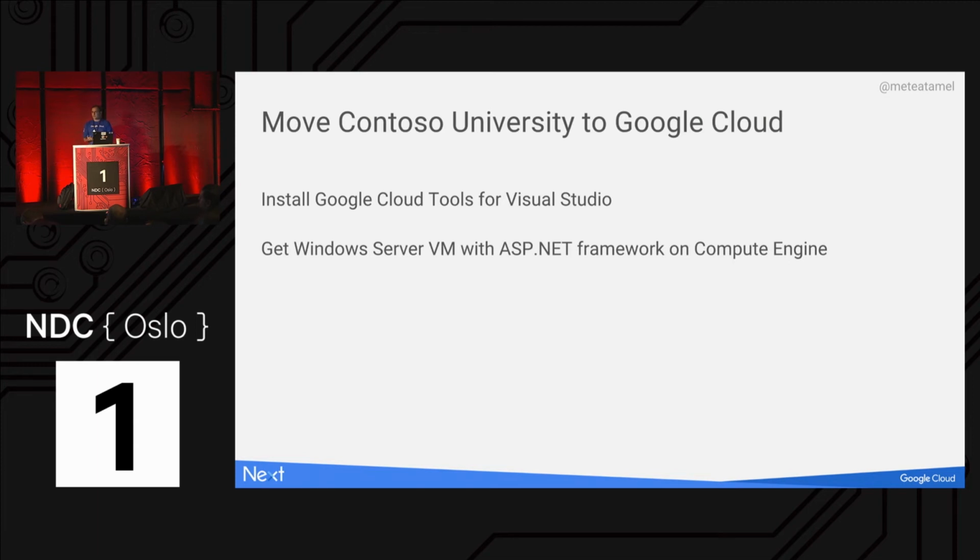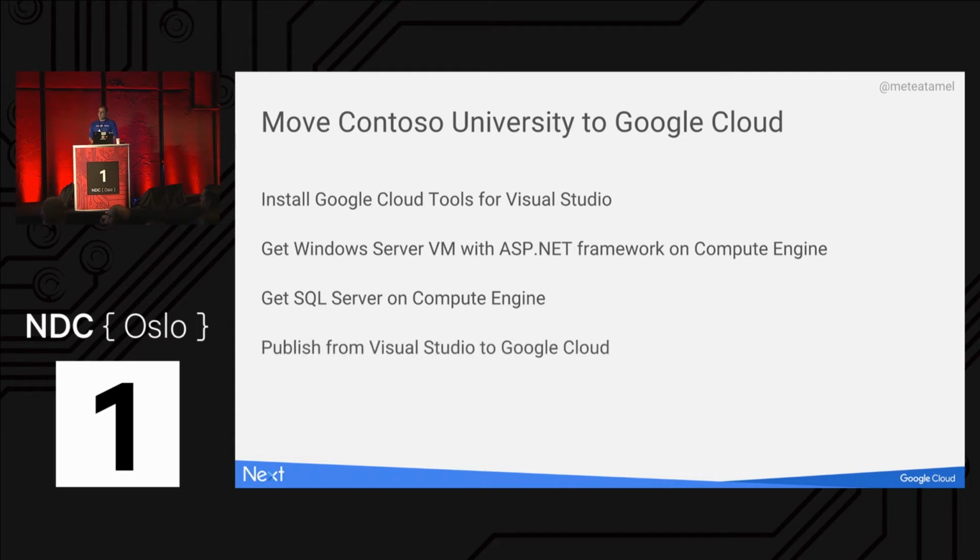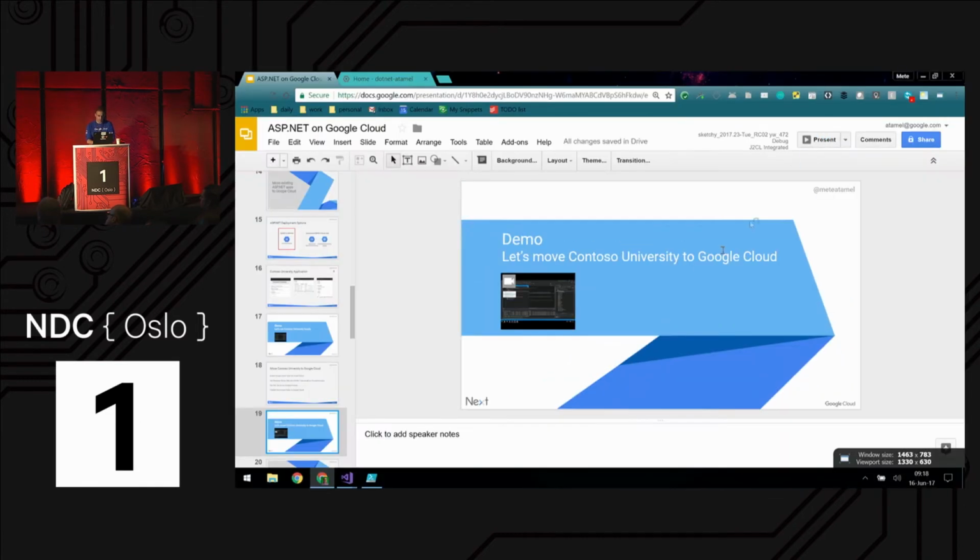Once we have that, first I need to get a Windows Server VM with ASP.NET Framework installed. So I'll do that on Compute Engine, and we'll see how that works. And then I also need a SQL Server running in Google Cloud, so we'll get one. And then finally, I'll publish directly from Visual Studio to Google Cloud. So let's take a look at how that works.